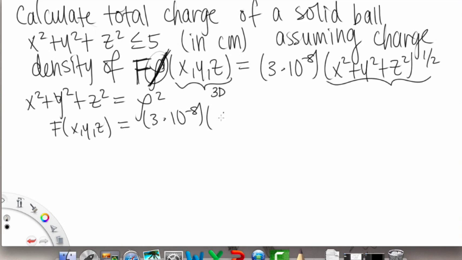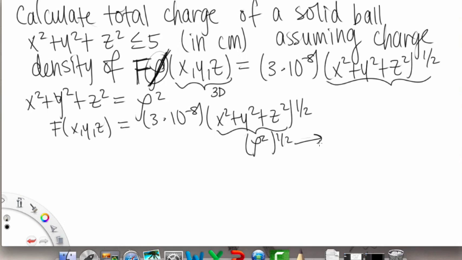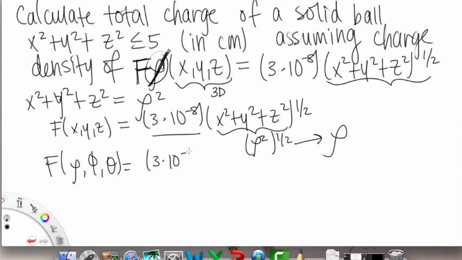And then instead of, well, I'll just rewrite it here and then I'll show you what I'm going to be subbing in instead. So if I plug in a rho squared for this spot, then I'll have rho squared to the 1/2. So that just turns out to be rho. So f of rho, phi, theta is equal to, and this is just a number in front, so some constant times rho. Okay, so that actually simplifies things a lot.